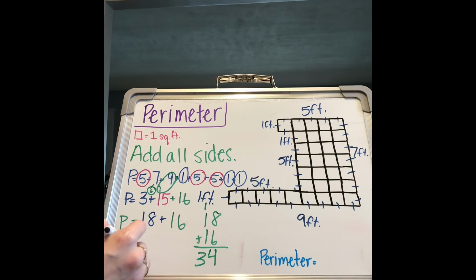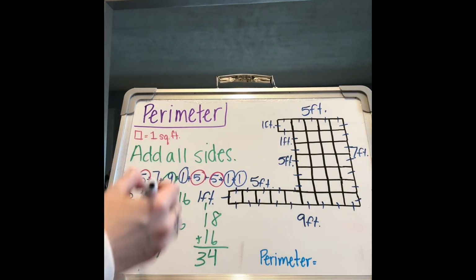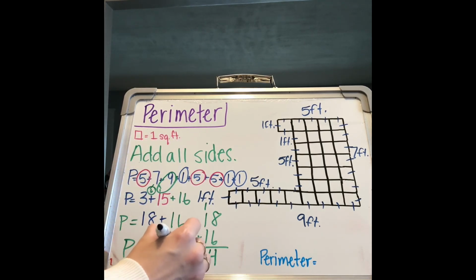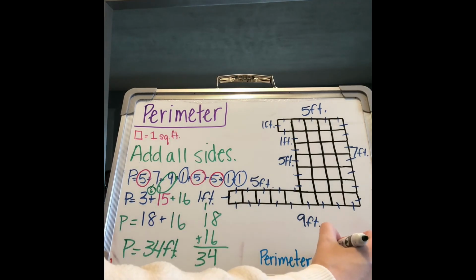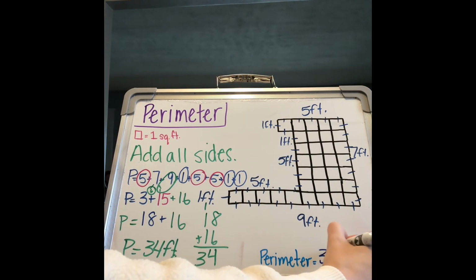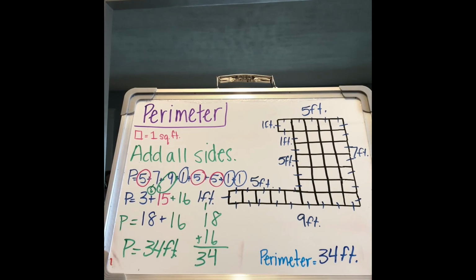So now we have perimeter equals 34, and it's super important to remember to put the unit. We know our unit is feet, so I'm putting feet down here. And it's also really important to remember to put your answer on a line that asks you for the answer. So that's finding the perimeter with irregular shapes.